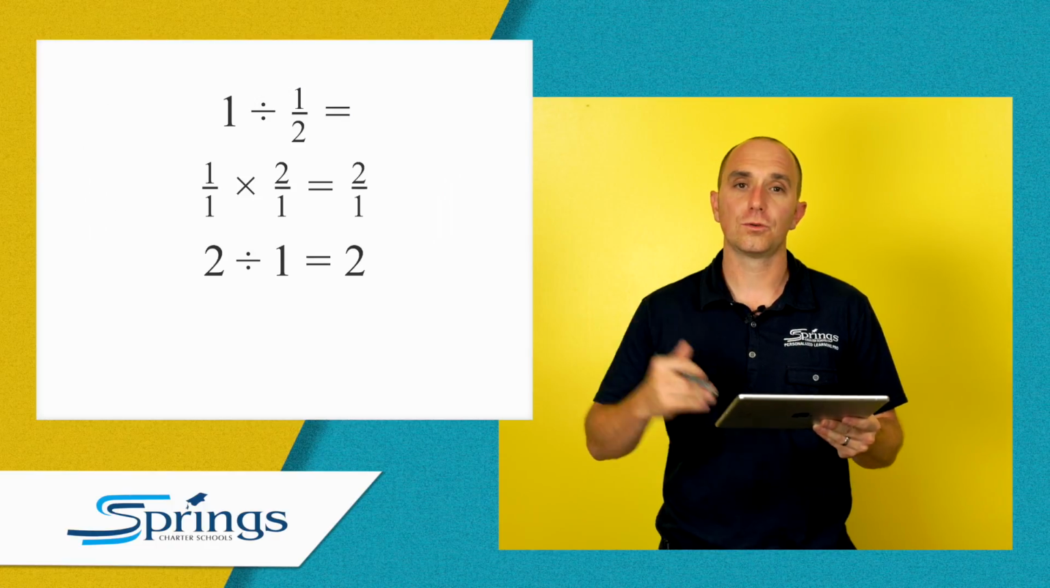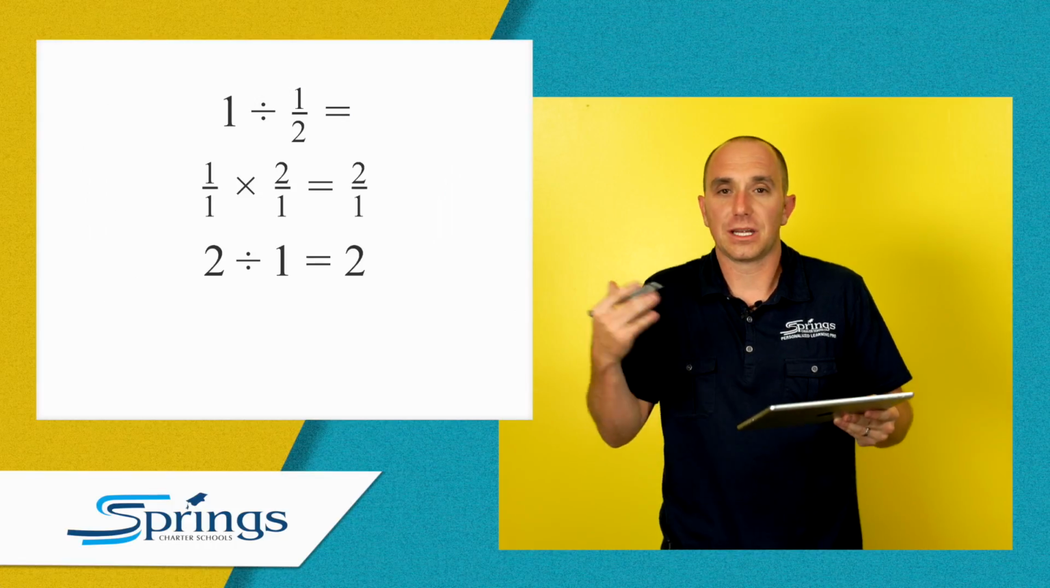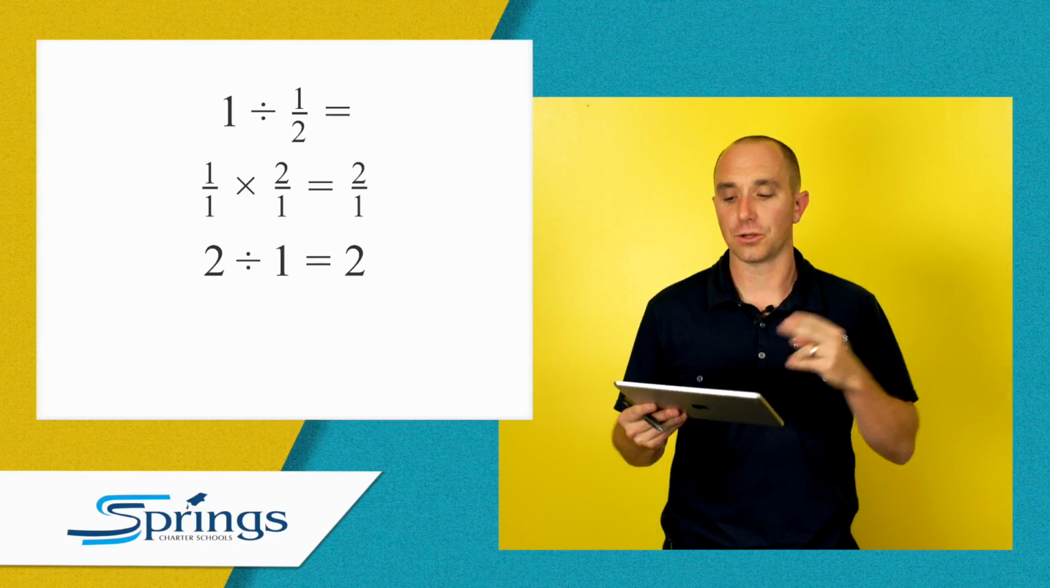1 times 2 is 2. 1 times 1 is 1. So we have 2 over 1. Well, 2 over 1, 2 divided by 1, is 2. So that's why you're going to get 2.